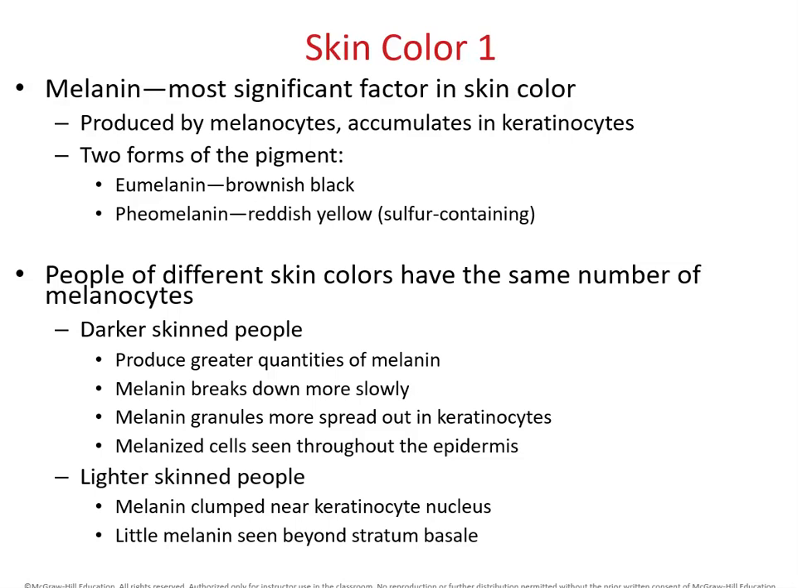Regardless of a person's skin tone, people have approximately the same number of melanocytes. Okay, so in people with darker skin, the melanocytes produce a greater quantity of melanin, and the melanin breaks down more slowly. In people with lighter skin, they still have about the same number of melanocytes, but they produce less melanin, and it generally stays close to the keratinocyte nucleus, and it is in deeper layers of the skin tissue as well.